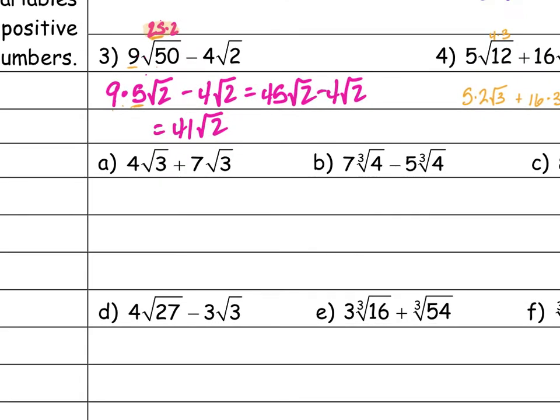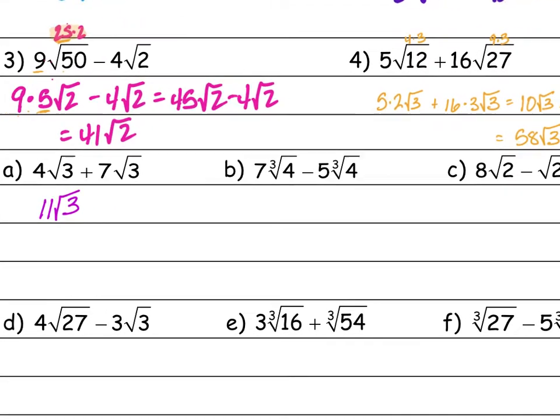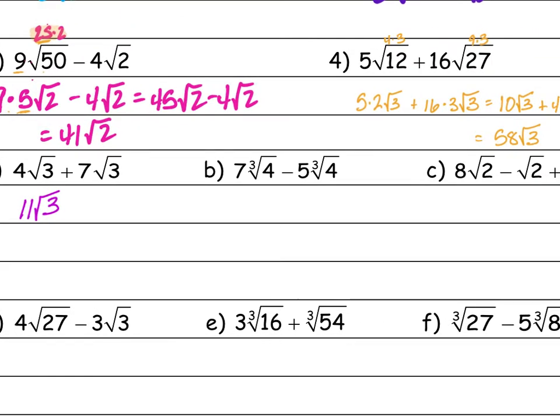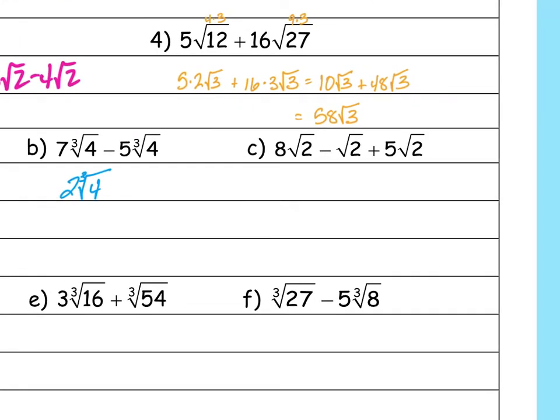So for A, it looks like everyone who put it in the chat box got at least the first 3 right. So 4 plus 7 is 11 square root of 3. And then B again, it has a common denominator, like terms. So this was a 2 cubed root of 4. And then C also had like terms. So 8 minus 1 is 7, plus 5 is 12 square root of 2.